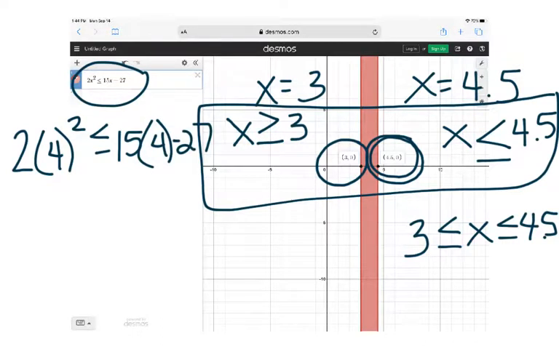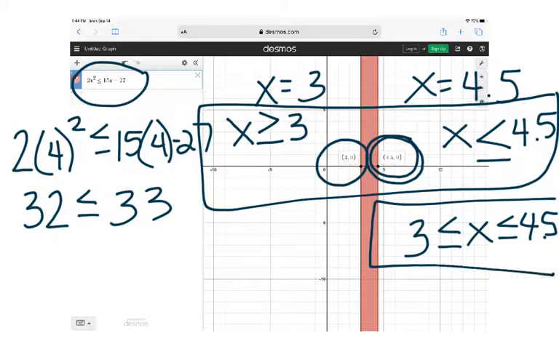Alright, so 2 times 4 squared is 32, and that should be less than or equal to 15 times 4 minus 27, which is 33. 32 is less than or equal to 33, so this statement is true. Okay, so what I'm saying is that any answer I pick between 3 and 4.5 will give me a true statement. So it's a little bit different than those first ones we did.